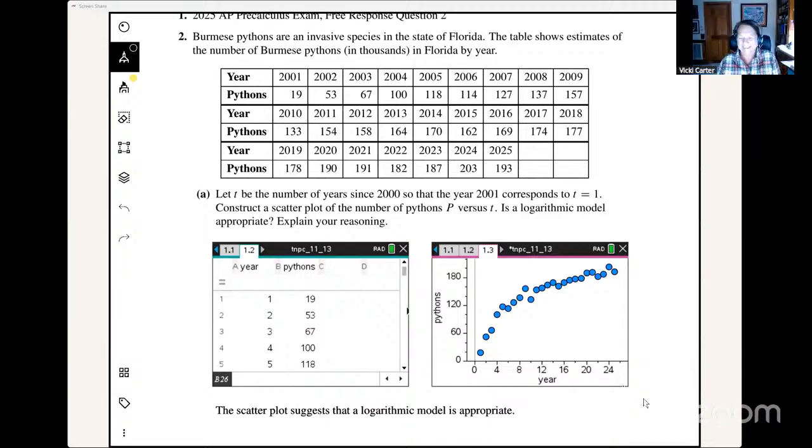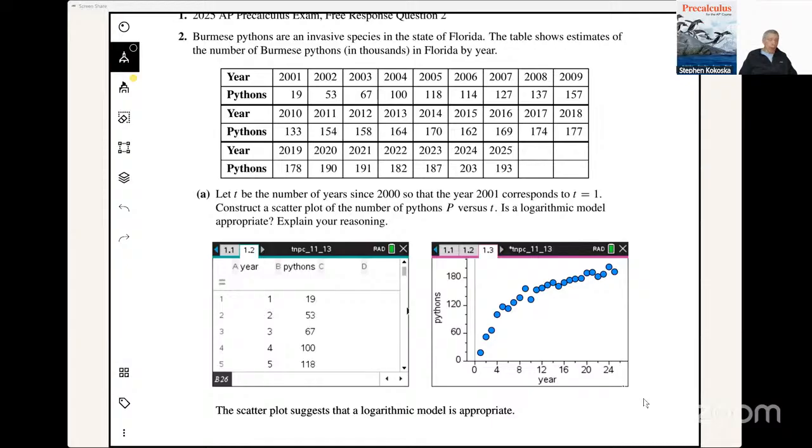I'm not sure. Anyway, this table shows estimates. They don't know how many, of course, but these are estimates of the number of Burmese pythons in Florida by year. And this is actually pretty close. It's not quite exact, but it is actually pretty close to what's going on down here. So in part A, let's let T be the number of years since 2000. So 2001 will correspond to T equal 1.